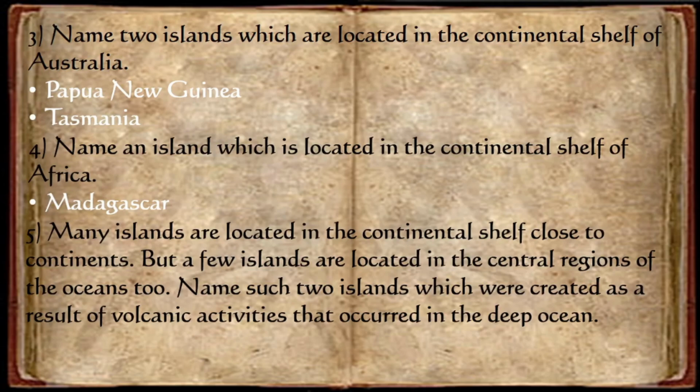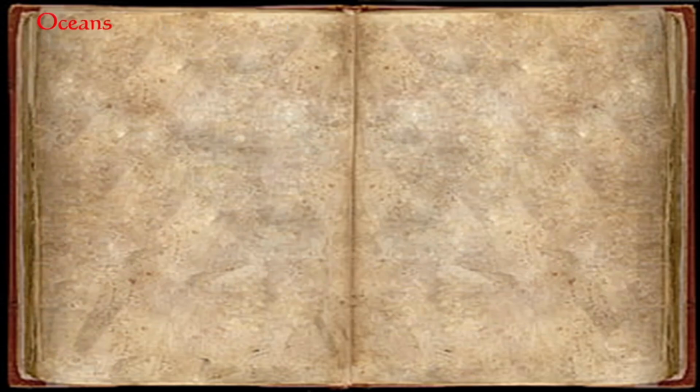Many islands are located in the continental shelf close to continents, but a few islands are located in the central regions of the oceans too. Name such two islands which were created as a result of volcanic activities that occurred in the deep ocean. Hawaii and Iceland.